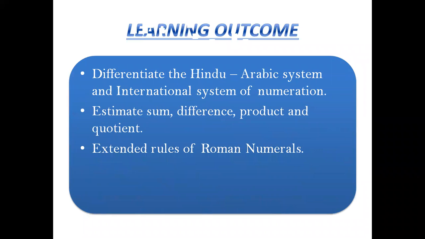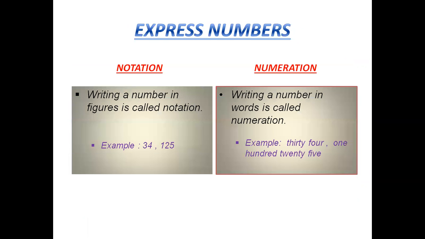Learning outcome. At the end of this chapter, you will be able to differentiate the Hindu-Arabic system and international system of numeration, estimate sum, difference, product and quotient, and extend the rules of Roman numerals.